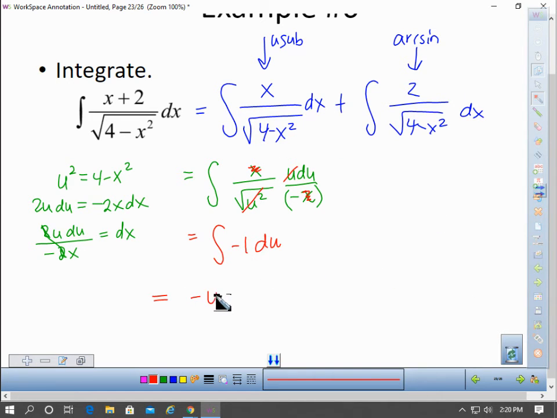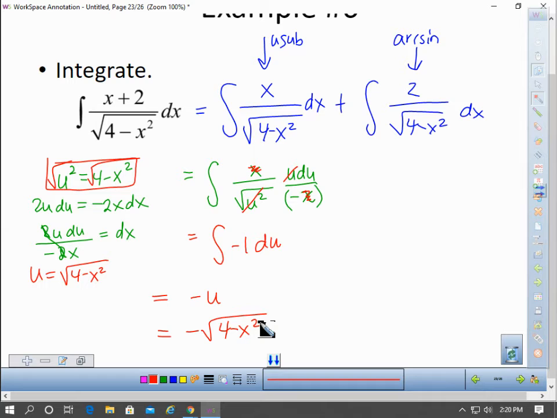All right, so this is negative u, and so I'm going to end up putting my u back in. So if I go back over here, u squared was 4 minus x squared. So that means when you take the square root, u is going to be the square root of 4 minus x squared. So my answer is going to be negative the square root of 4 minus x squared. So that's the first part. Now I've got to add to that my answer I get from this part.